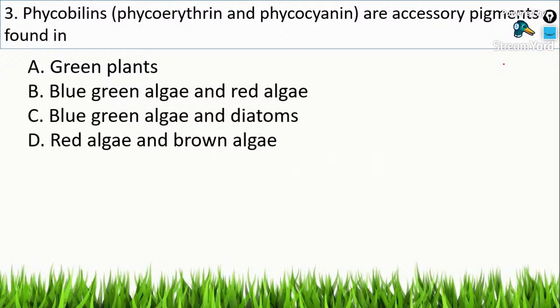Question number 3 on your screens. Phycobilins, that is phycoerythrin and phycocyanin, are accessory pigments found in green plants, blue-green algae, red algae, diatoms and brown algae. Actually, this is a question which is clubbed. Since pigment is the term coming from this chapter, it is clubbed with this chapter. Actually, this is a question coming from the chapter Plant Kingdom, Thallophytes, about the algae, and biological classification.